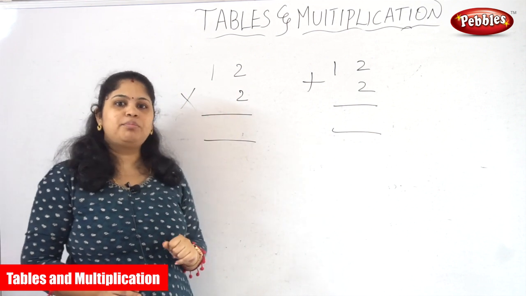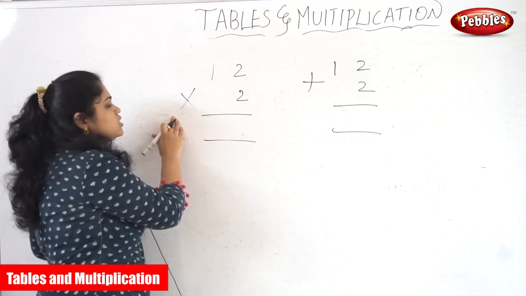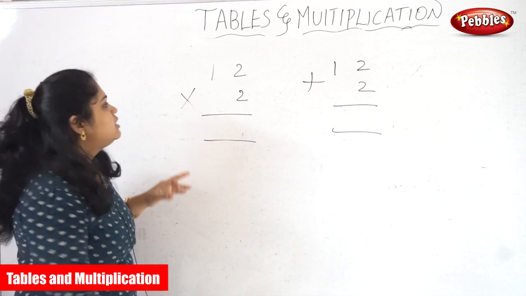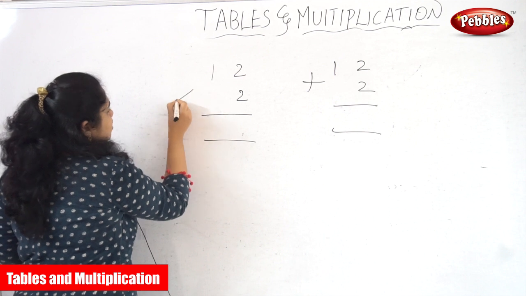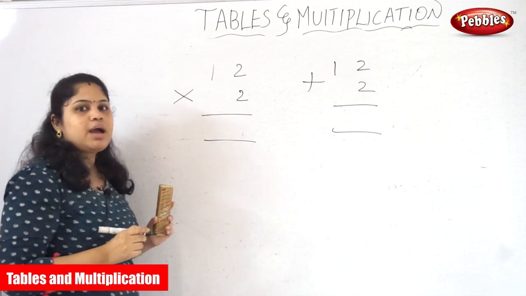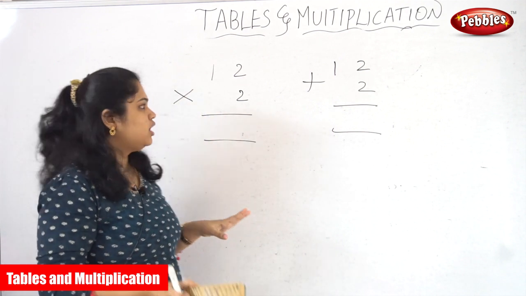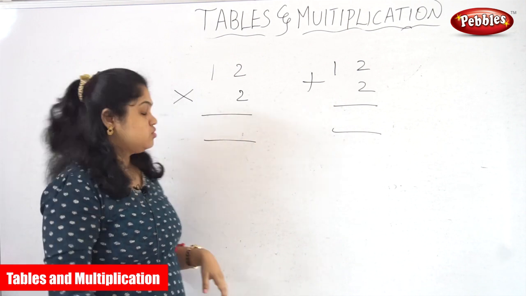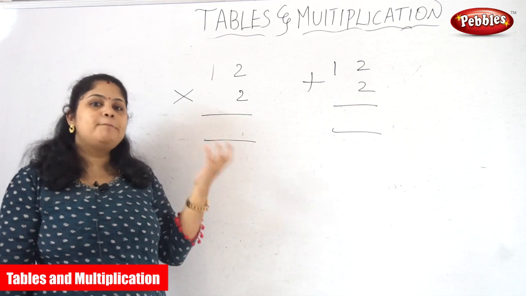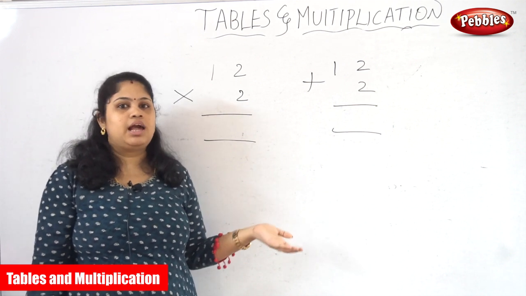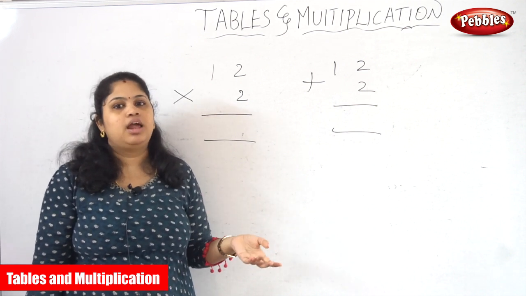Now we are going to perform multiplication. What is the symbol for multiplication? It is a cross mark, not a plus. It looks like a capital X. Addition is plus, and this is the symbol of multiplication. In the computer there is a calculator, and in a mobile there is a calculator.